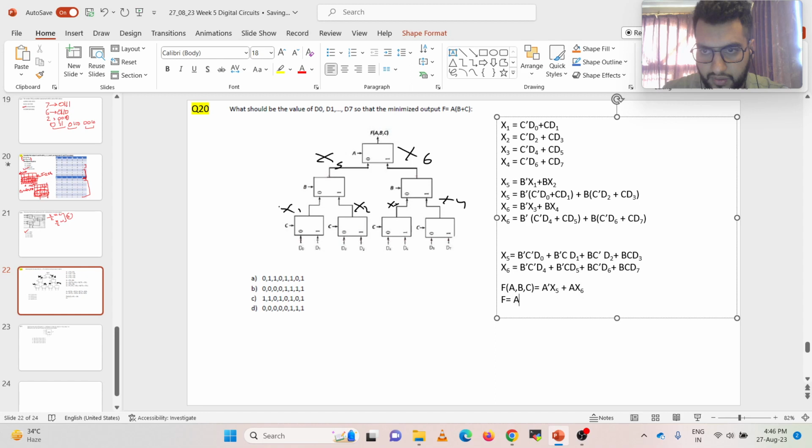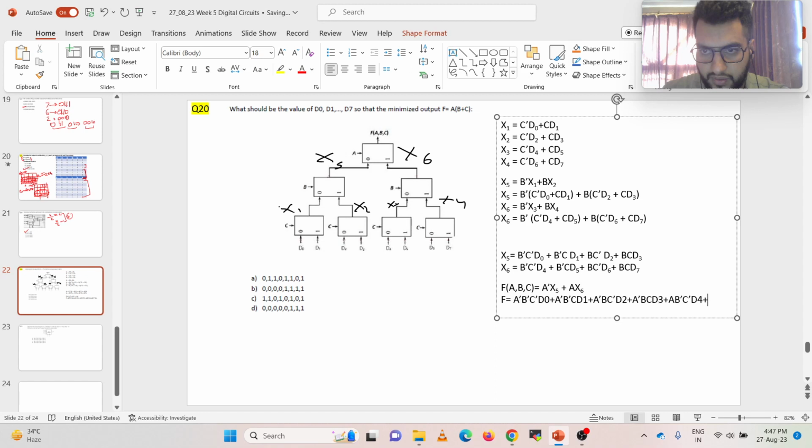This is equal to a bar b bar c bar d0 plus a bar b bar c d1 plus a bar b c bar d2 plus a bar b c d3 plus a b bar c bar d4. Then it will be d5. So no, this is d0, d1, d2, d3.